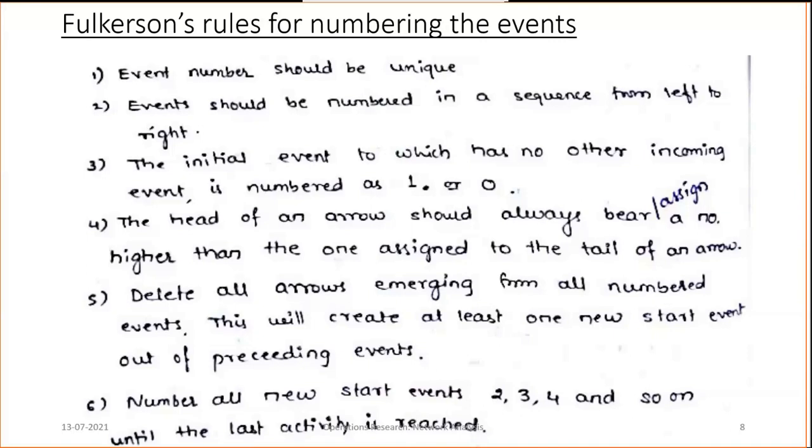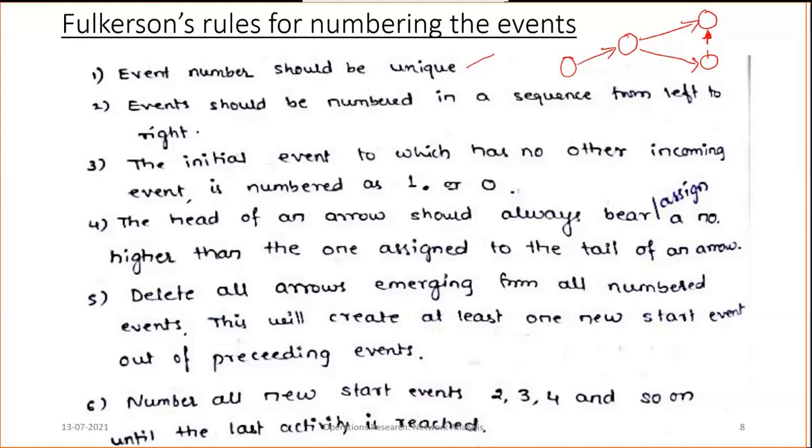While drawing a network, we need to follow Fulkerson's rules for numbering the events, because once we draw the network we have to give numbers to the events. First, the event number should be unique. So once we draw any one network, the numbers should be unique. For example, this is one network. Whatever numbers you give to all the nodes, these circles, which are the events, should be unique.